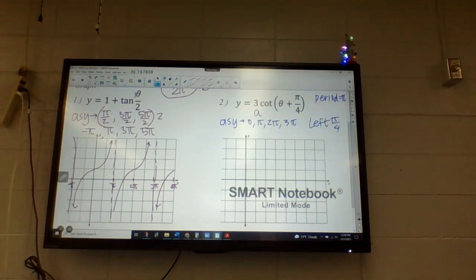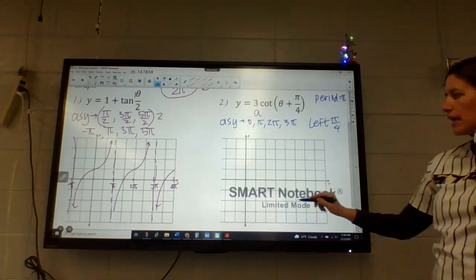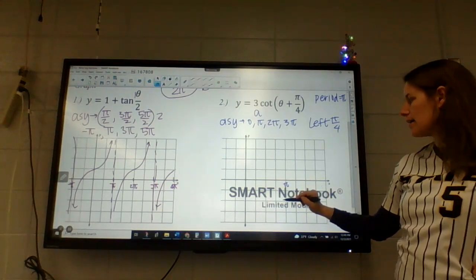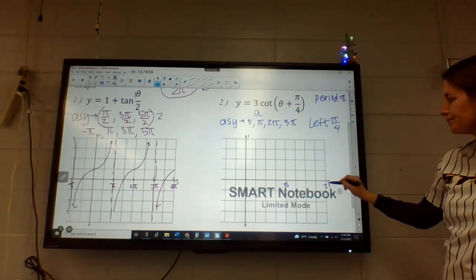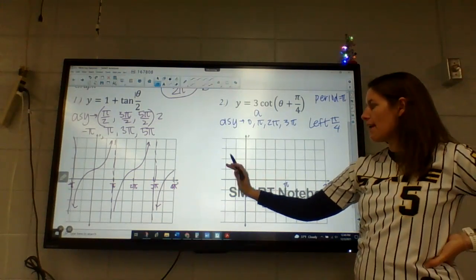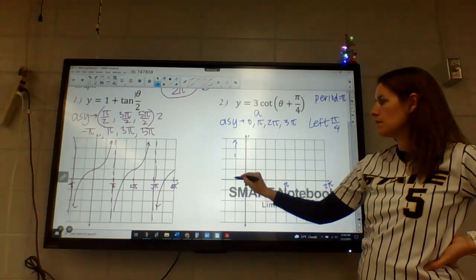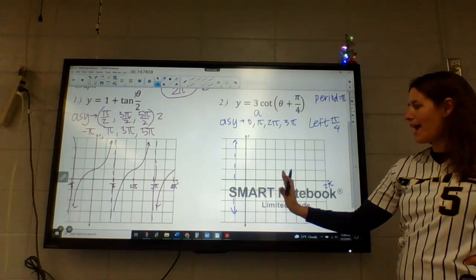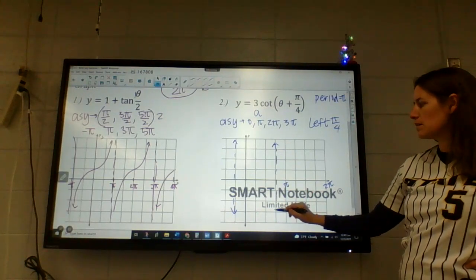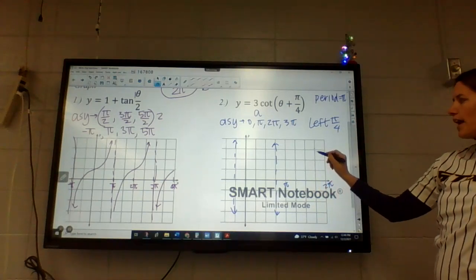Since they're using pi over 4, that's what I would use as my scale. So pi over 4, pi over 2, so this is going to be pi, 2 pi. So every space is a 4. So there's normally an asymptote at 0. I need to move left 1 space. There's normally an asymptote at pi. I need to move left 1 space. Normally here, move left 1 space.